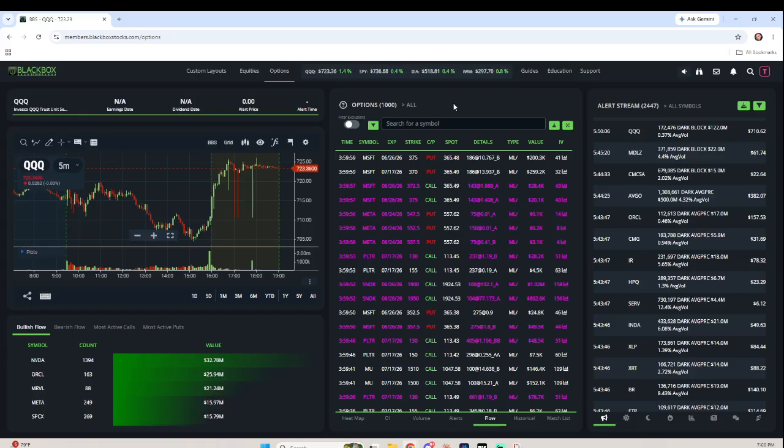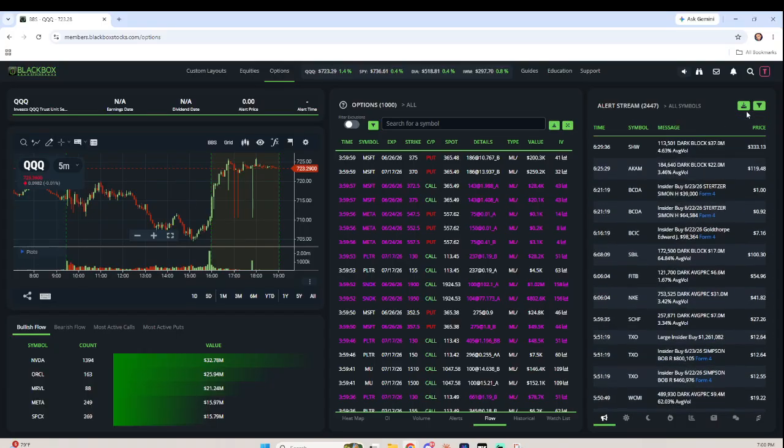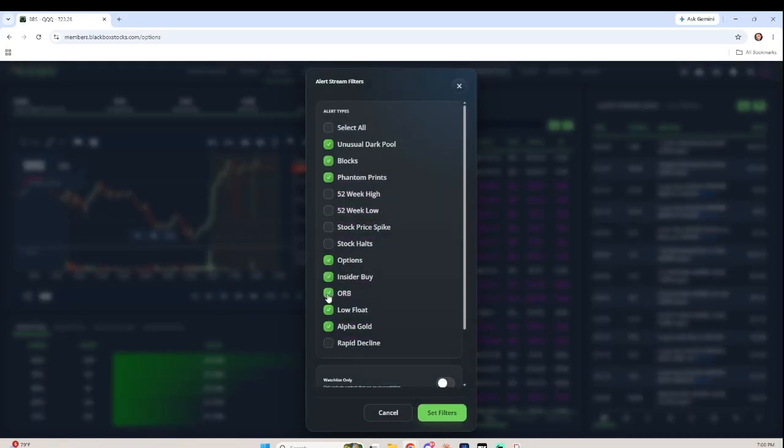Can you talk about those options flow that come in on volume alerts with the exact timestamp? Do you mean when it alerts on the chart over here, or the volume active alerts in the alert stream?